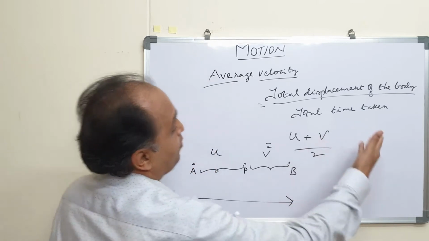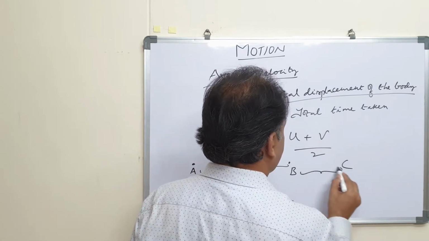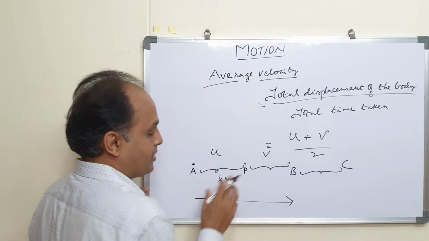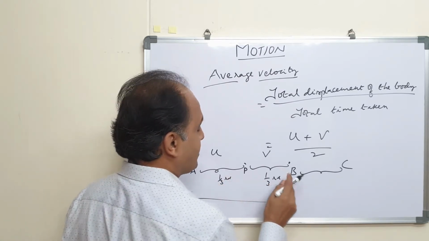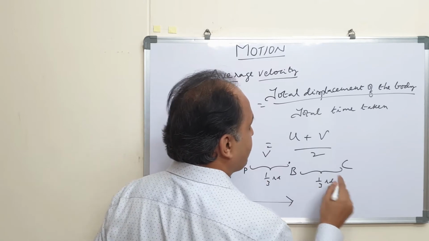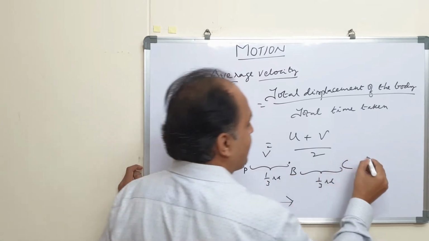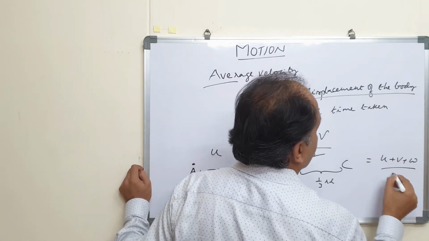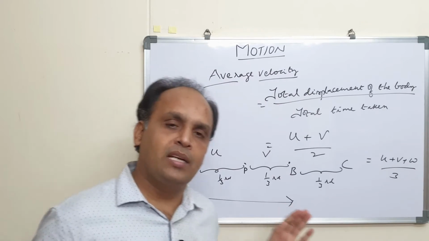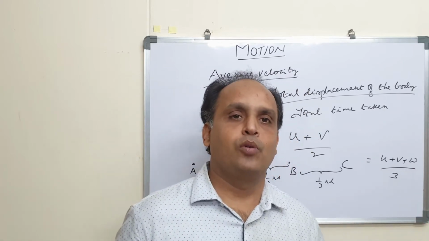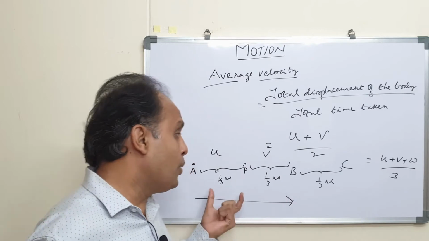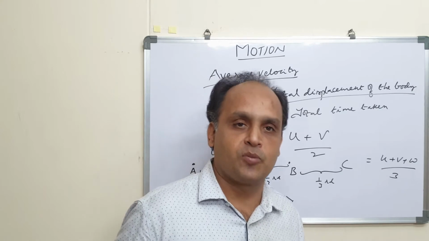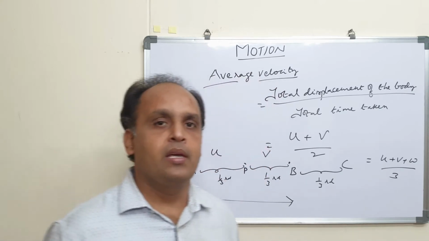Or suppose there is another point C, then in that case, suppose 1/3 of the time you have traveled this displacement, 1/3 of the time this displacement, and another 1/3 of the time this displacement, then it will be (u plus v plus w) by 3. So that's how it goes on when you are taking equal intervals of time for covering various displacements.